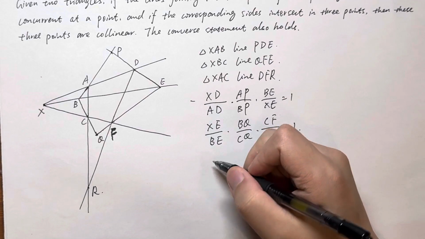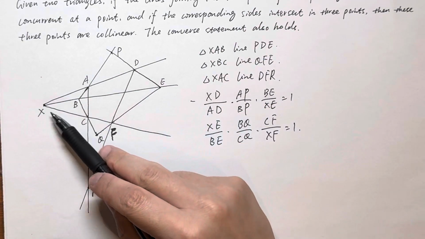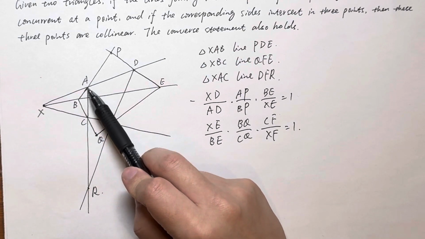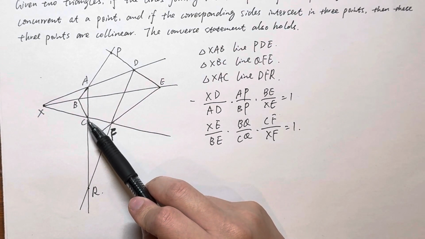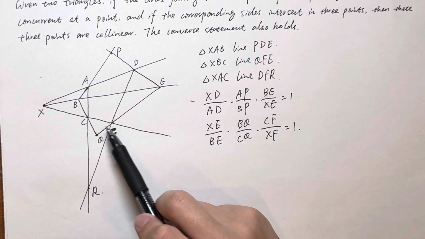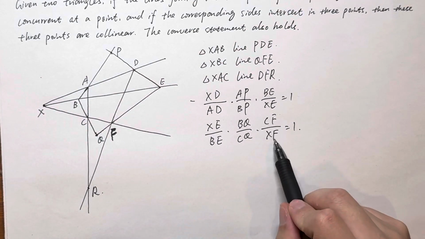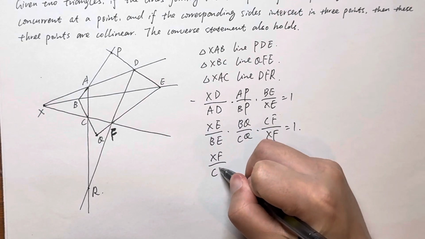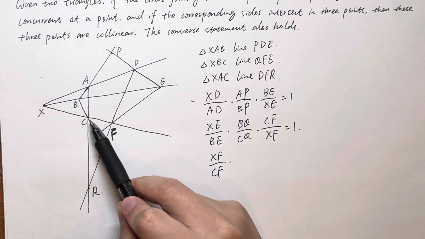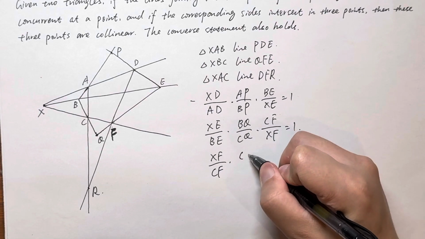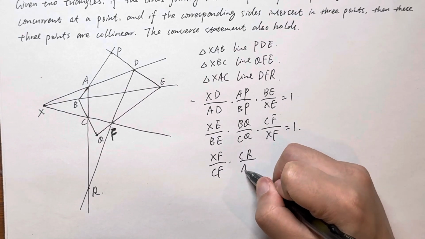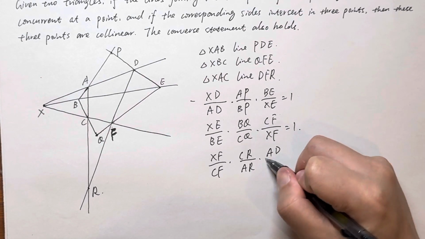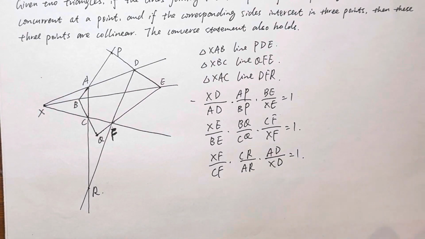Right, that's the second. And for the third, the triangle XAC, we have CF to XF, so we want to cancel that, which means we use XF first. XF to CF times CR to AR times AD to XD equals 1.